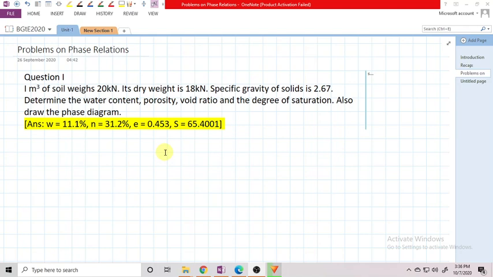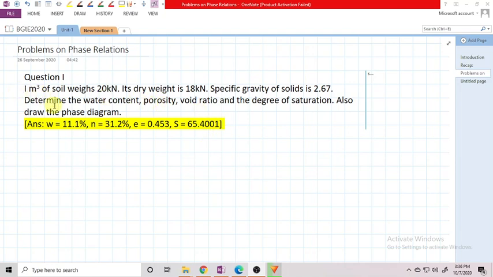Okay, so good morning. In the last few classes, we discussed many phase definitions, and we have also seen some derivations. In this class, we are going to take up some problems and try to solve them.